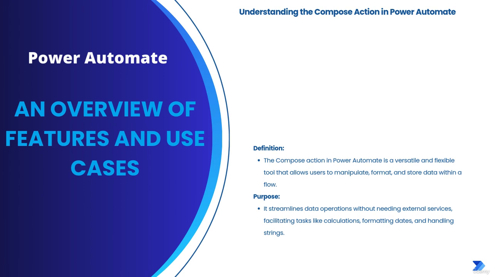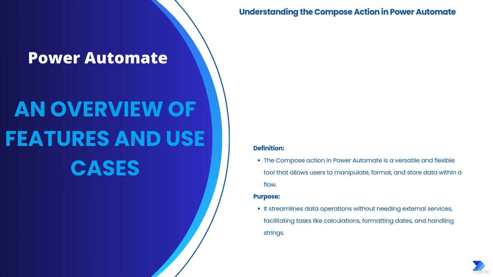The compose action in Power Automate is a powerful, flexible tool that allows you to manipulate, format, and store data within a flow, without interacting with external services such as emails, files, or databases. Instead, it's used to perform calculations, concatenate text, format dates, extract data from JSON, or simply store information temporarily to be used later in the flow.